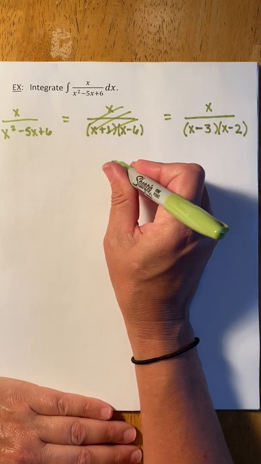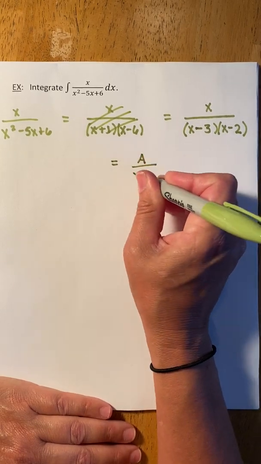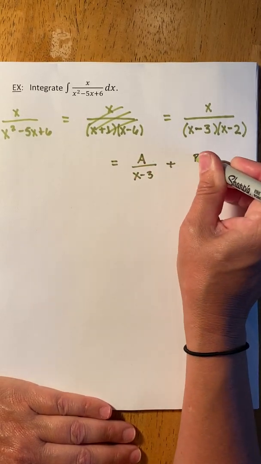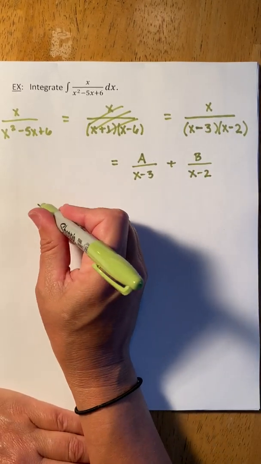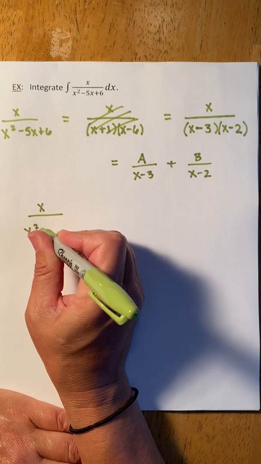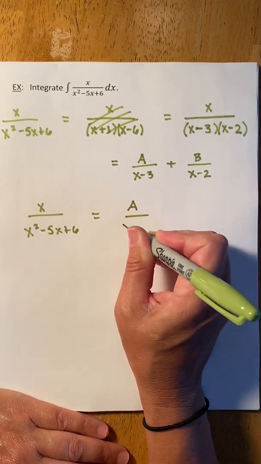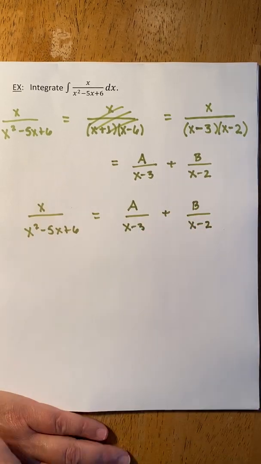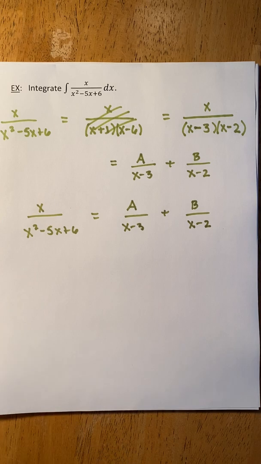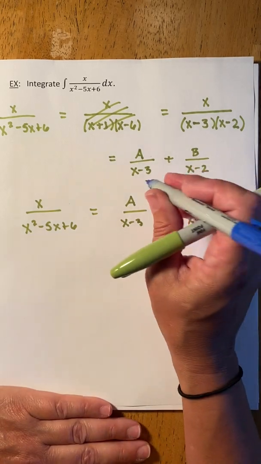So we're going to rewrite this so we have distinct linear factors. We're going to write it as a over the first factor plus b over the second factor. So where we stand is x over x squared minus 5x plus 6 is equal to a over x minus 3 plus b over x minus 2. Now I have to solve for a and b. In order to solve for a and b, we have to add these two fractions on the right. So we have to find the common denominator, which is just the product of the denominators.